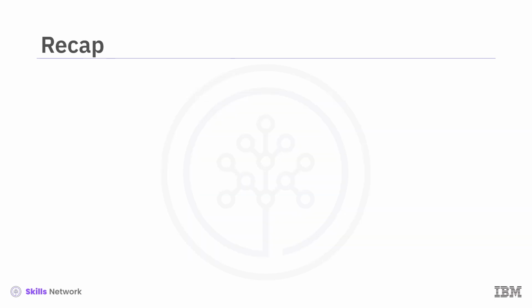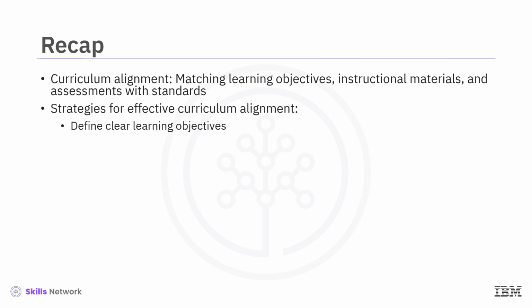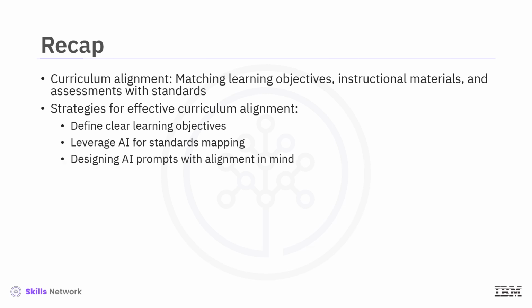In this video, you learned that curriculum alignment is the process of matching learning objectives, instructional materials, and assessments with established educational standards. Strategies for effective curriculum alignment include defining clear learning objectives, leveraging AI for standards mapping, designing AI prompts with alignment in mind, iterative review and refinement, and using data-driven insights.